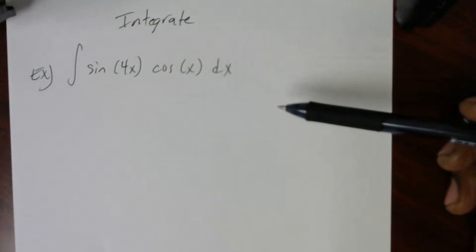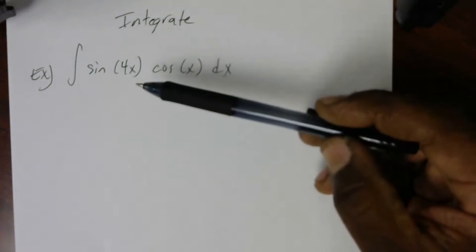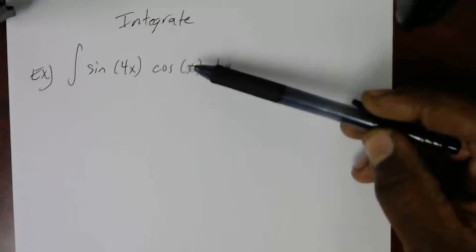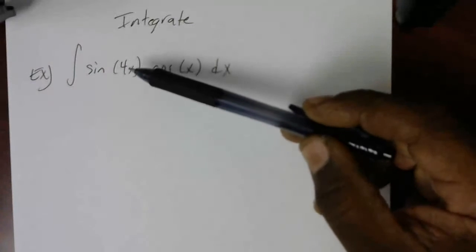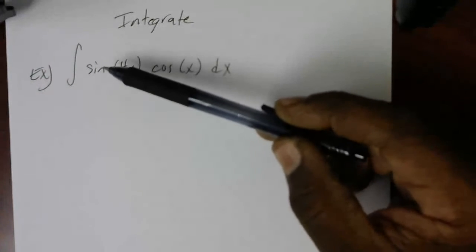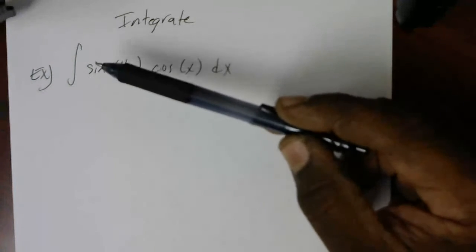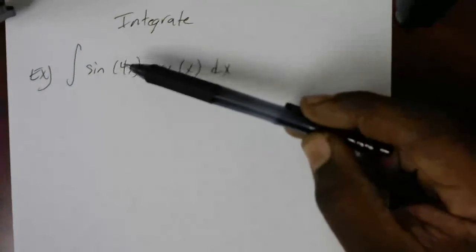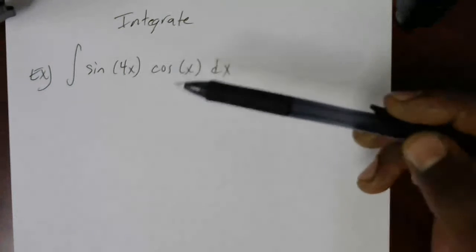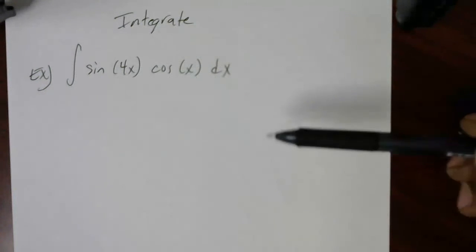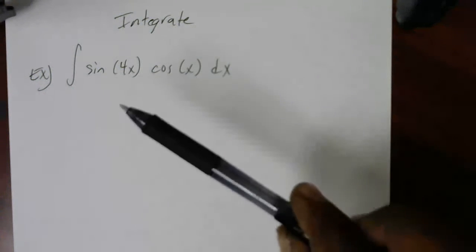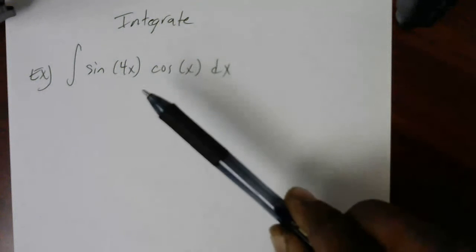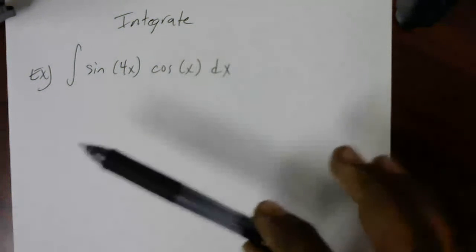I can't use substitution, because if I were to substitute u for cosine x, it would be impossible for me to get this argument 4x. And if I were to make u the 4x as my substitution, I'm still left with a cosine x some kind of way. So it's impossible to use substitution, right? So where do we go from this point? Here again, this is where we have to resort back to the trig formula sheet.